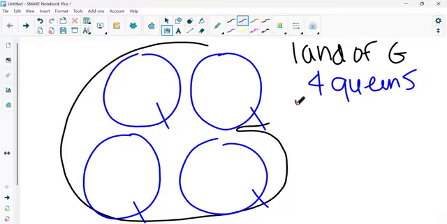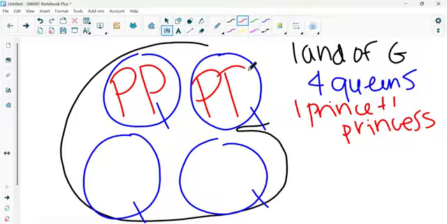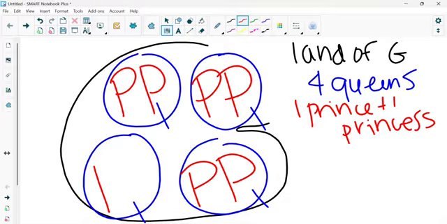So in the land of G, there are 4 queens. Each queen has a prince and a princess. Okay, and you can remember it as 2 princes or 2 princesses, as long as you remember that there's 2 P's. 1 prince, 1 princess is 2 P's, which means each of our Q's, we need to put 2 P's inside of. Okay, so 1 for prince, 1 for princess, or again, you can remember it as 2 princes, 2 princesses, all right? But this is telling us that there are 2 pints in 1 quart. So each quart is equal to 2 pints.